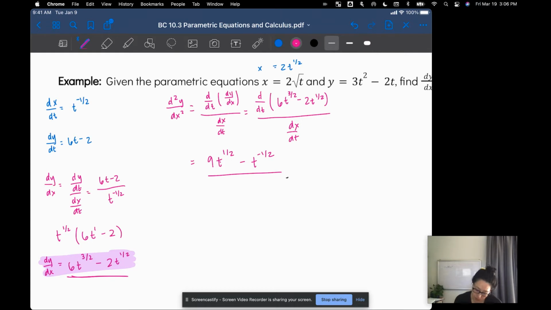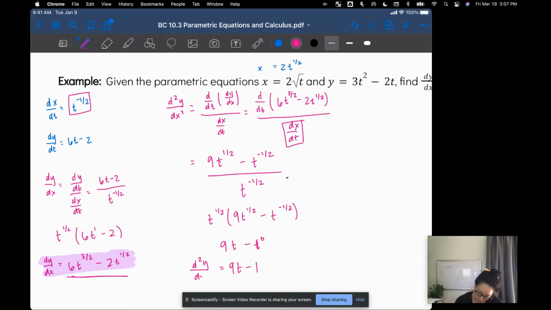I'm going to substitute in my dx/dt, which is t to the negative 1/2. We can rewrite that as t to the 1/2 times 9t to the 1/2 minus t to the negative 1/2. Multiply and add the exponents: 9t to the 1 minus t to the 0, which is 1. So the second derivative is equal to 9t minus 1.